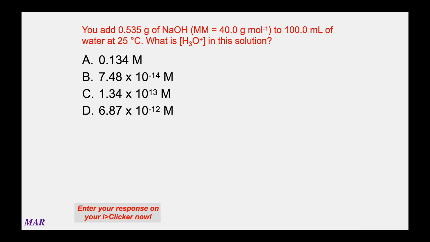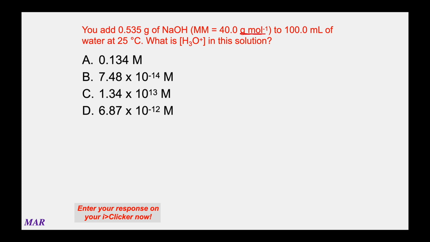Here's a question. We're adding 0.535 grams of sodium hydroxide with a molar mass of 40.0 grams per mole to 100 milliliters of water at 25 degrees Celsius. What is the hydronium ion concentration in the solution? Just to make sure we're all clear, this little g mol^-1 means grams per mole. That's just a notation that's sometimes used in science. This question is really about how to convert a hydroxide ion concentration to a hydronium concentration.